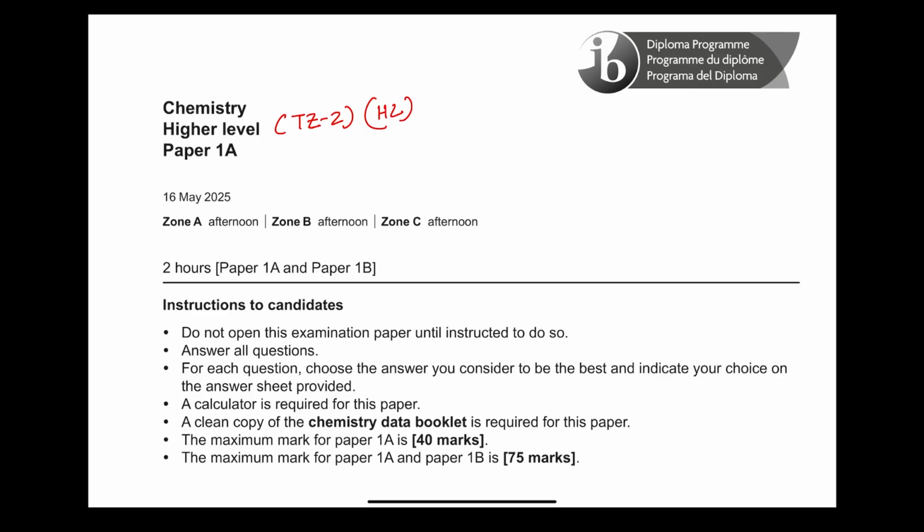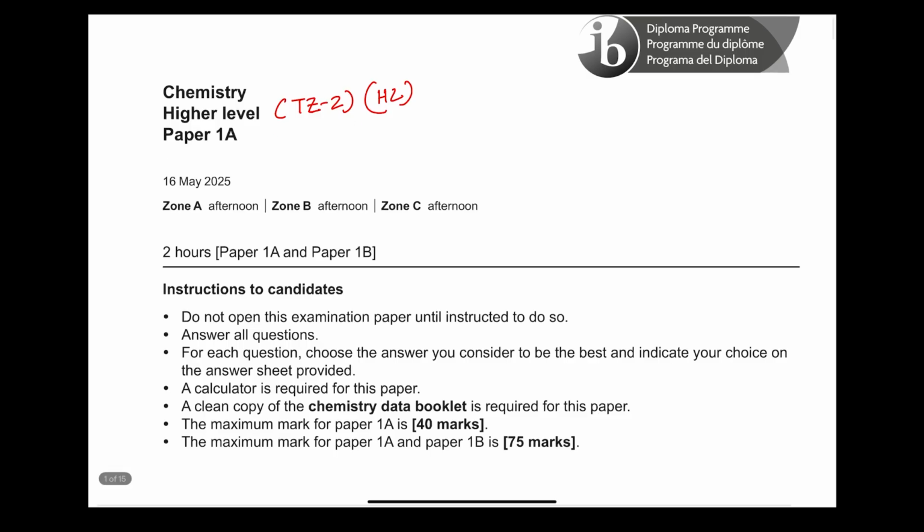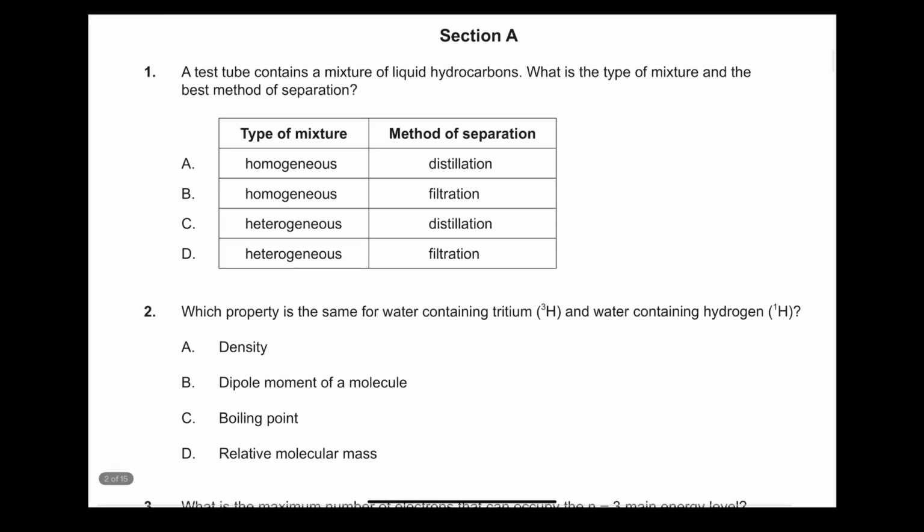So today we'll be solving Chemistry Paper 1A HL of Time Zone 2 of the 2025 attempt. Let's get started with the first question. So it's Section A. A test tube contains a mixture of liquid hydrocarbons. What is this type of mixture and the best method of separation?